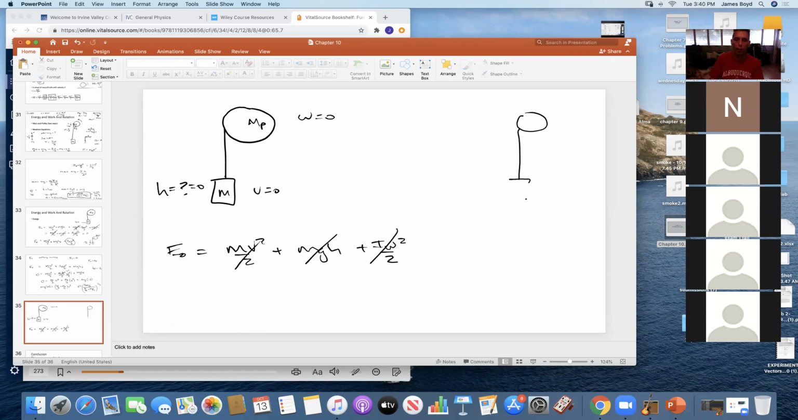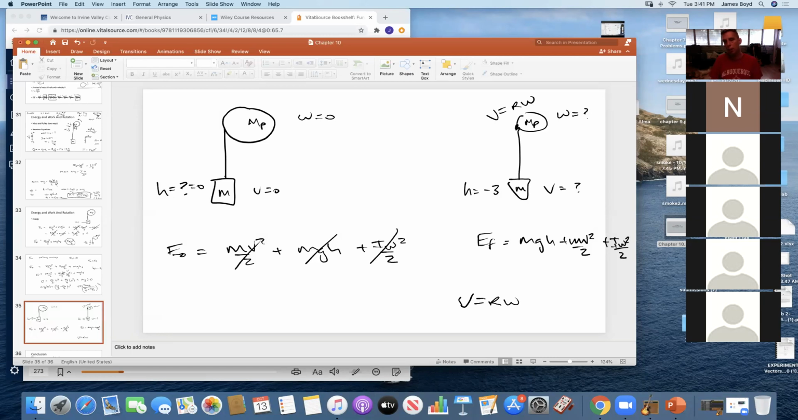After it falls, now H is -3. And now V is unknown, but definitely a number. And now omega is definitely a number. And so now the energy is mgh plus mv squared over 2 plus I omega squared over 2. And then I can use V is R omega at this point. Every point on the edge of that pulley has to be traveling at the same speed as the mass that's falling. It has to be. So therefore, V here is equal to R omega. And using that, I can turn omega into V, or I could turn V into omega. It's really up to you. Set the energies equal, and you've solved for velocity.